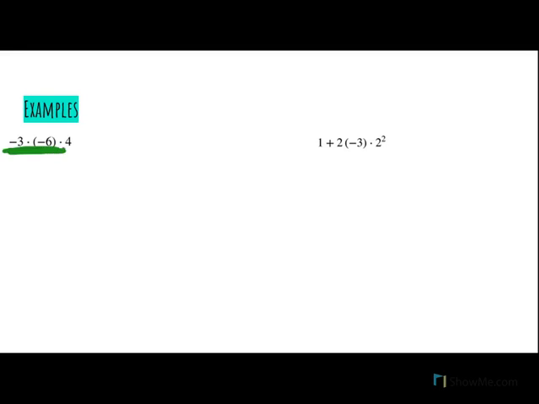So negative 3 times negative 6, well, negative times negative is a positive. So I would get positive 3 times 6 is 18, and then I would multiply by 4. So in this case, I'm taking positive 18 times positive 4, which I can multiply to get a positive number, and this would give me 72. That's my solution.